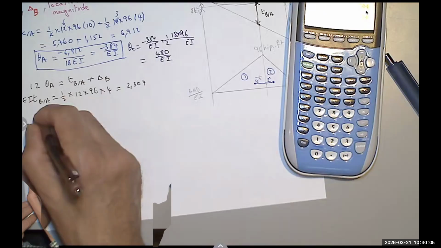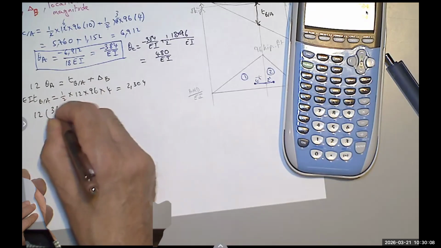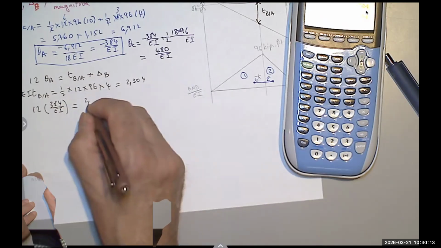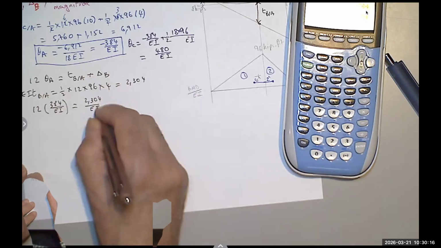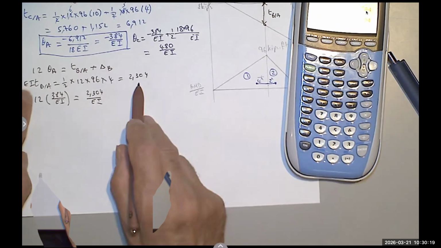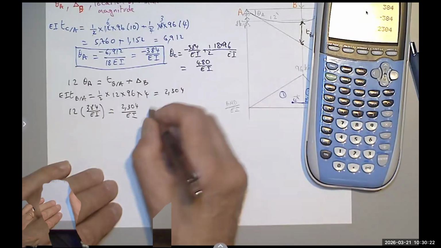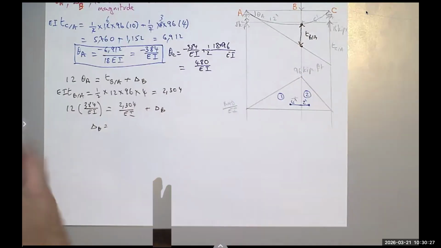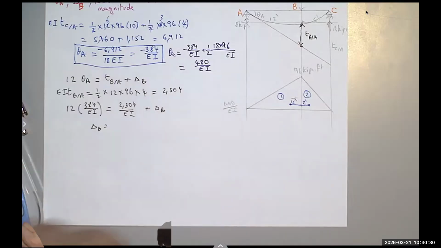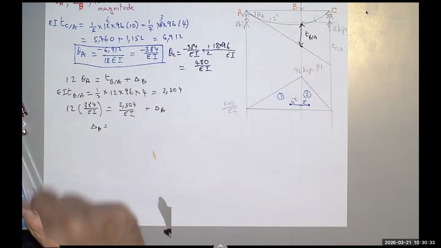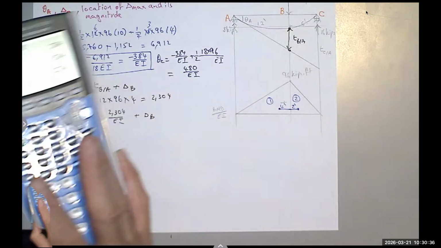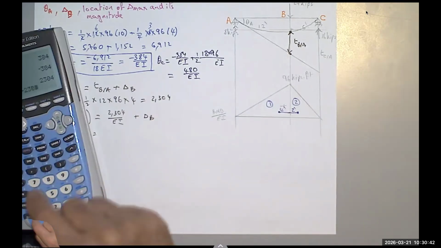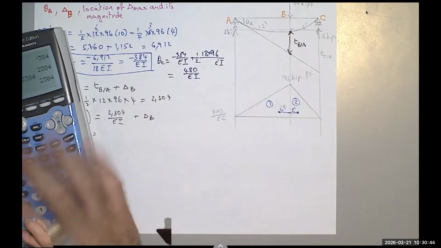So now I can write the equation: 12 times 384 over EI equals 2304 over EI, because TB with respect to A, you divide by EI, plus delta B. So delta B equals 12 times 384 minus 2304 is also 2304.